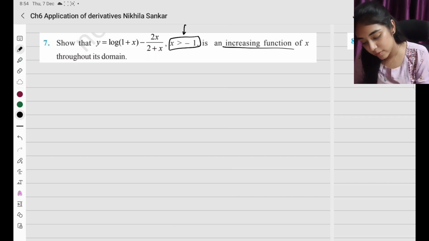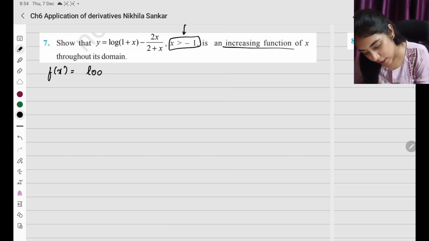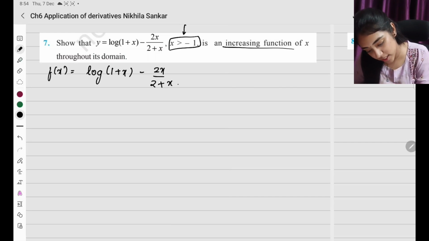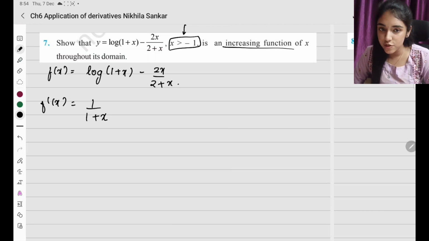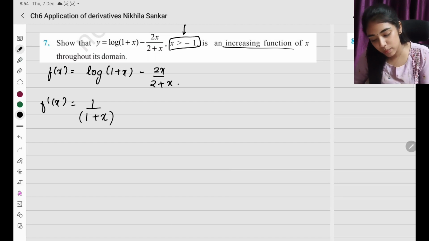So I have y, which is going to be my f of x. So f of x equals log of 1 plus x minus 2x divided by 2 plus x. When I differentiate, f dash of x: the derivative of log is 1 divided by the argument, which in this case is 1 plus x, and the derivative of 1 plus x is 1, so it doesn't matter. So 1 by 1 plus x is my first term.